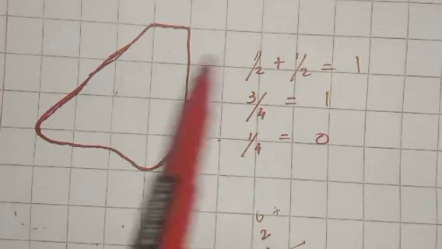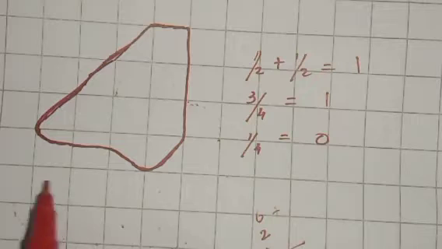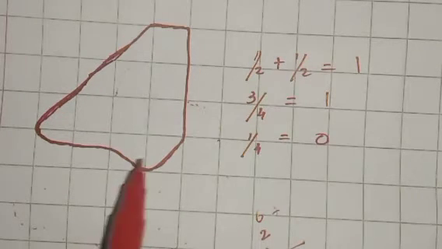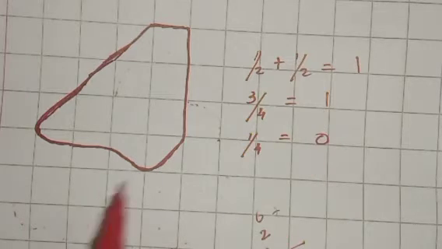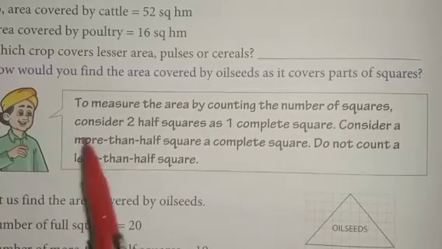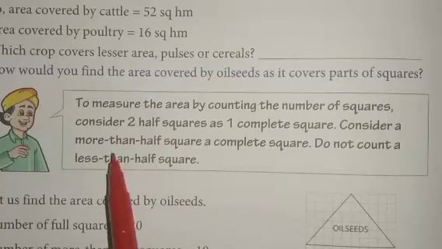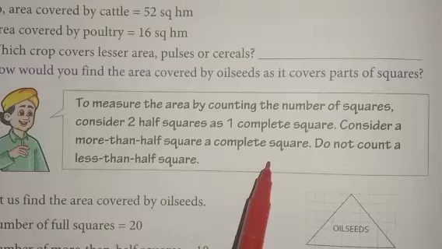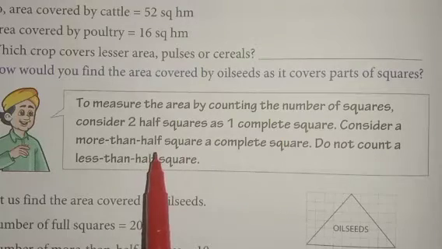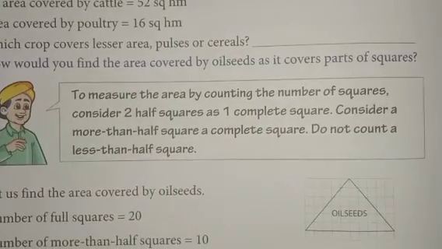If it is half portions, you can add 2 half portions equal to 1. If it is 3 by 4, that is more than half, so you can add up to 1. And if it is less than 1 by 4, you add 0. No need to add that square unit. Okay. So to measure the area by counting the number of squares, consider 2 half squares equal to 1. And consider more than half square as a complete 1 square, and do not count less than half square. Okay, so we can do the textbook activity.